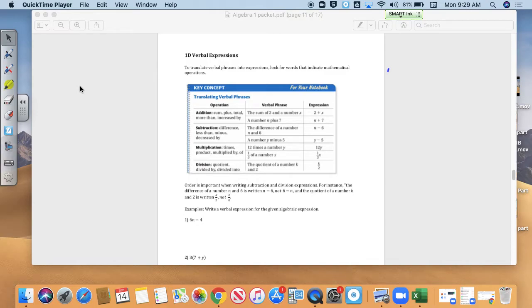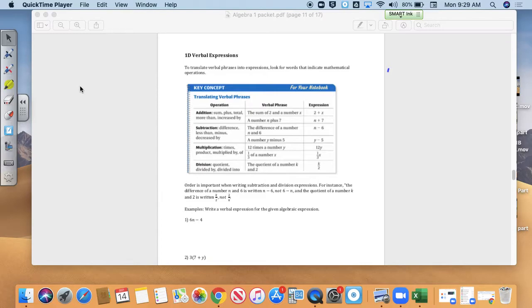Okay, today we are going to start 1D verbal expressions. So to translate verbal phrases into expressions, look for words that indicate mathematical operations. So we have here a bunch of different concepts that are going to represent one of the operations. So addition. If we're adding, you might be looking for the word sum, plus, total, more than, increased by.